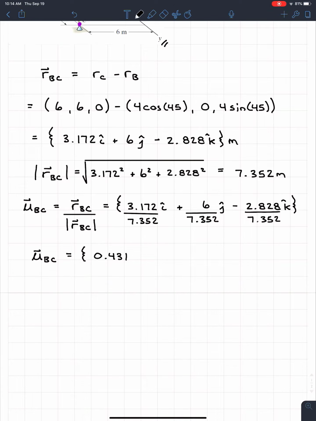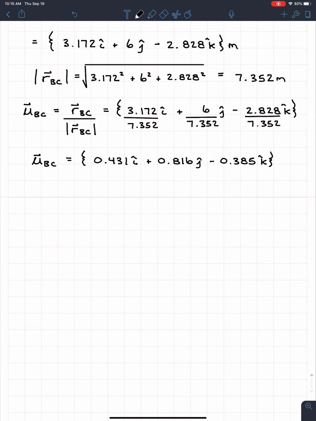0.431 in the i direction, plus 0.816 in the j direction, and then minus 0.385 in the k direction. So all I did was divide those numbers to make it a little bit easier moving forward. So we can recall that if we want our force vector in Cartesian vector notation, so FBC with little hat, we can find it if we take the magnitude of that vector and we multiply it by the unit vector that goes in the same direction, so UBC. If we're doing FBC, it must be UBC.